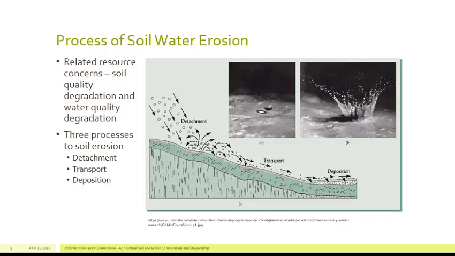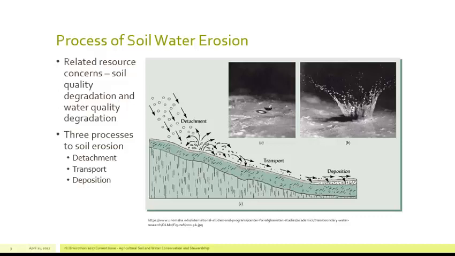Deposition occurs when the slope either flattens out or when the soil particles are trapped by vegetation. One goal is to change where deposition occurs on the landscape. If deposition occurs in a stream, it's called sedimentation. Once we have sedimentation, we've moved from only having a soil erosion and soil quality concern to having a water quality concern also. Practices that control deposition include filter strips, repairing buffers, or vegetated treatment areas.